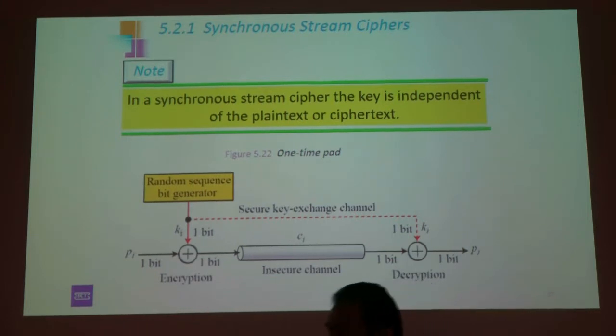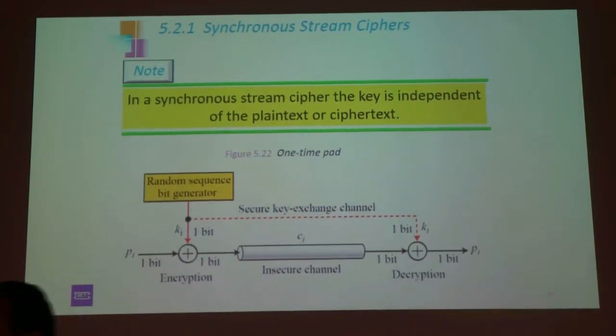So basically, in short, it could be synchronous or asynchronous. In a synchronous stream cipher, the key is independent of the plain text. It's completely independent. In an asynchronous one, it's generated from the plain text or from the cipher. Let's say you already encrypted something. I need to have another key for the next one. I'll generate the key from the previous cipher.